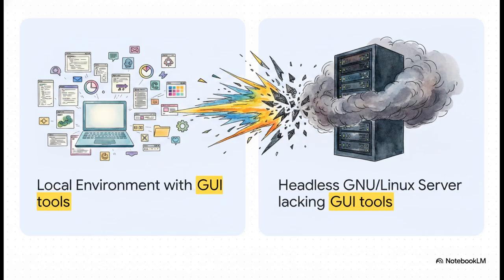Locally, you are fully equipped with graphical tools and display servers, so you can visually open a file like an ebook with zero issues. But your CI/CD pipeline? That is typically a headless GNU Linux server. It doesn't have a screen. So when your open ebook function fires off a hard-coded system command expecting a graphical interface, the headless server simply doesn't have the tools to process it, and that results in an immediate hard crash.